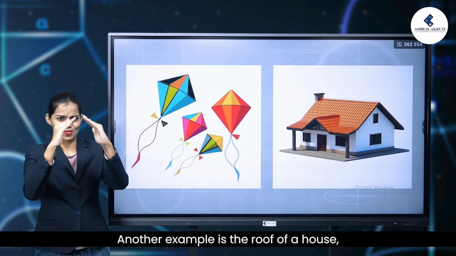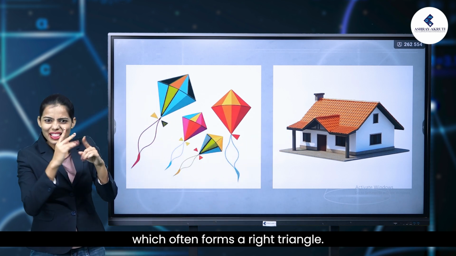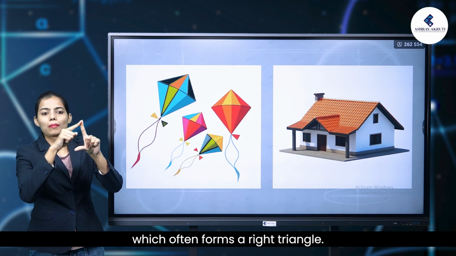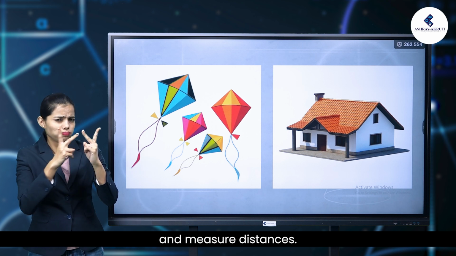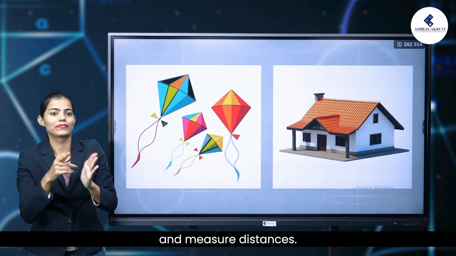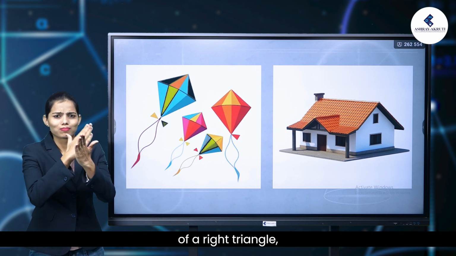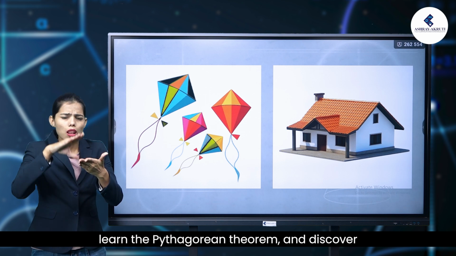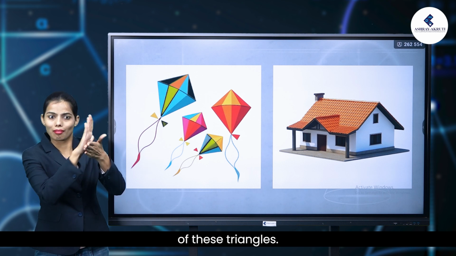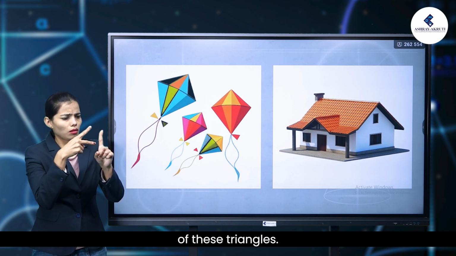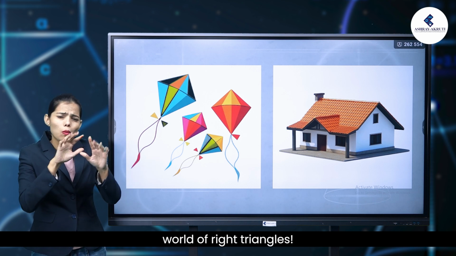Another example is the roof of a house, which often forms a right triangle. Right triangles help us understand shapes and measure distances. In this video, we will explore the important parts of a right triangle, learn the Pythagorean Theorem, and discover how to find the area and perimeter of these triangles. Let's dive into the fascinating world of right triangles.